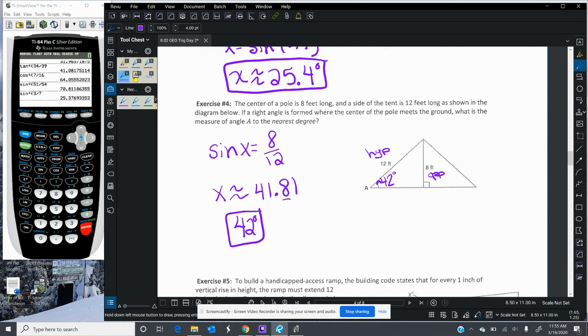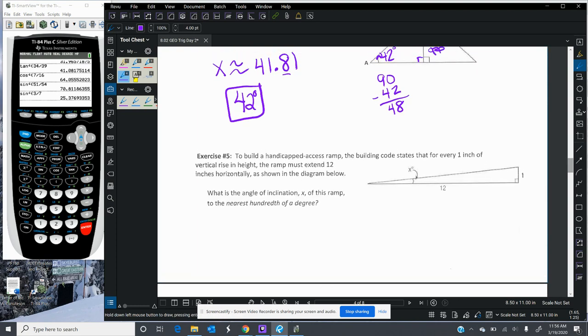We could go about finding other angles. We could find this one here would be its complement. So we have 90 degrees. If we took 90 minus 42, we would get 48 degrees. So just remember we have some complementary angles. That's going to come up in a few lessons from next week.